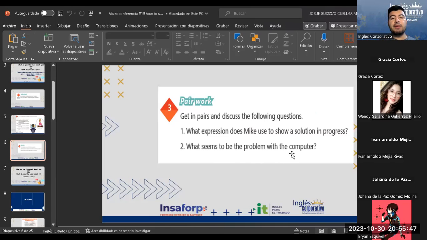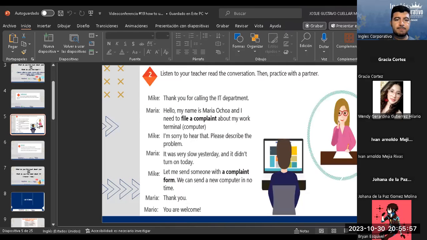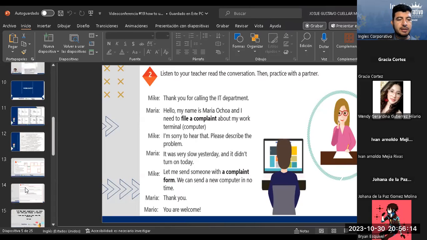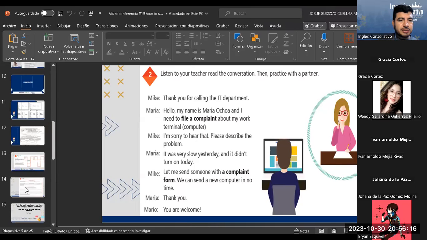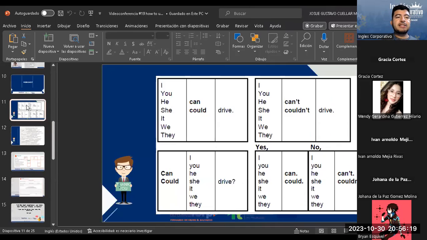Number two, what seems to be the problem with the computer? ¿Cuál parece ser el problema con la computadora? Maybe we can ask Brian. What's the problem with the computer? The problem it's that very slow yesterday and it didn't turn on today. Yes, yesterday very slow and today it is like that. Thank you very much. We continue now with some other things. For example, okay, let's move now with the use of can and could.